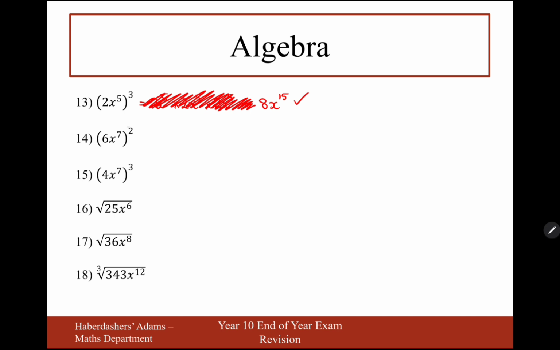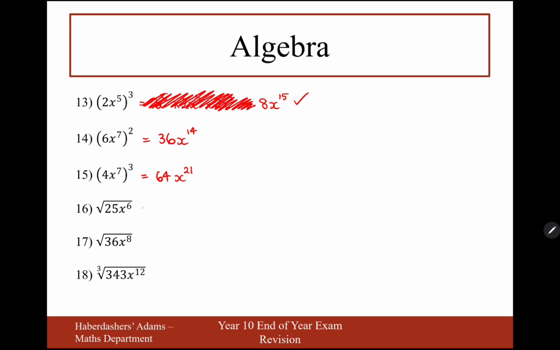All right, if that's new then, pause the video again and have a go at 14 and 15, and then I might need to show you how to do 16 and 18. Okay, so let's have a go at 14 together then. So 6 to the power of 2 is 36, and then you multiply your powers together, so that's 14. In question 15, 4 to the power of 3 is 64, and then you multiply your powers together, so it becomes 21.